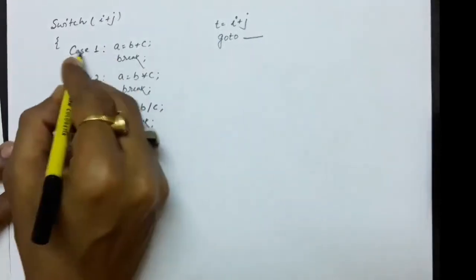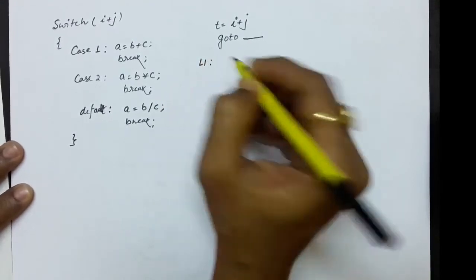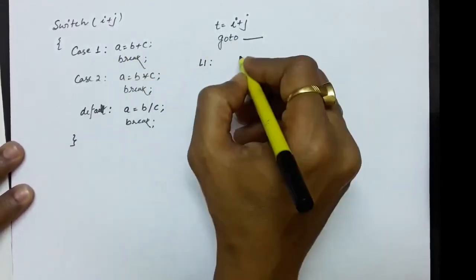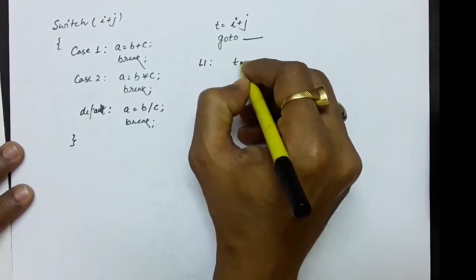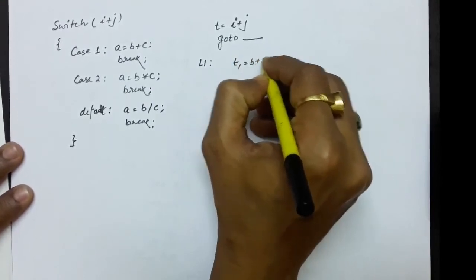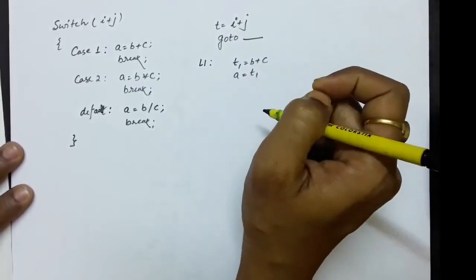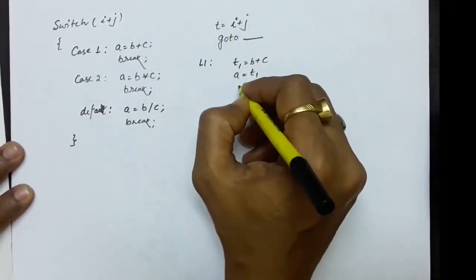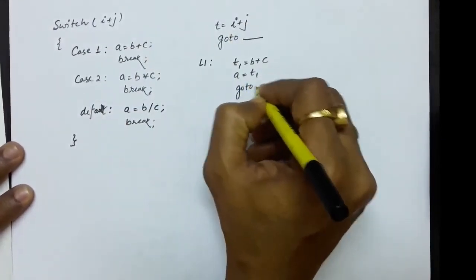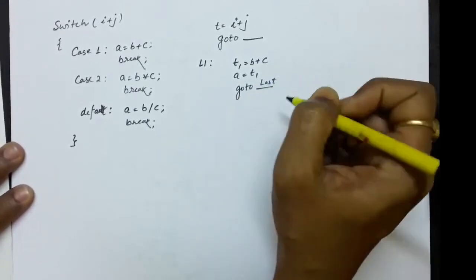Now we're going to write the case 1. So let's say level 1 is defining the case 1. So A equals to B plus C can be written in 3 address code as, let's say T1 equals to B plus C and then A equals to T1. Having executed this A equals to B plus C, we will go to the end. Fine. Let's say the last level or the end level is last.